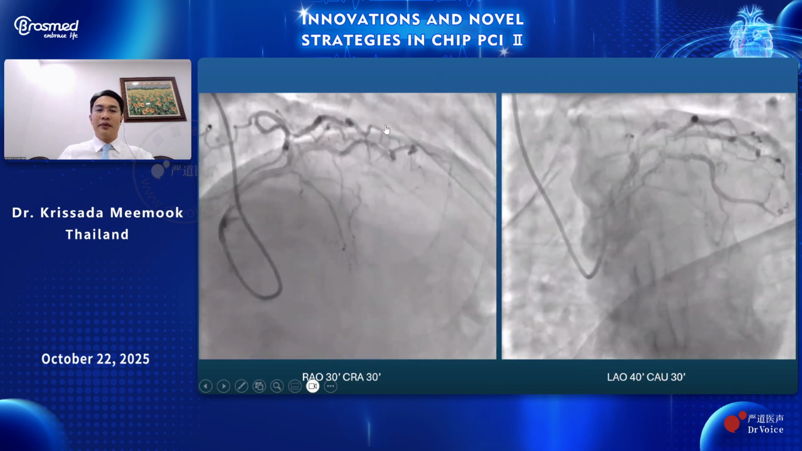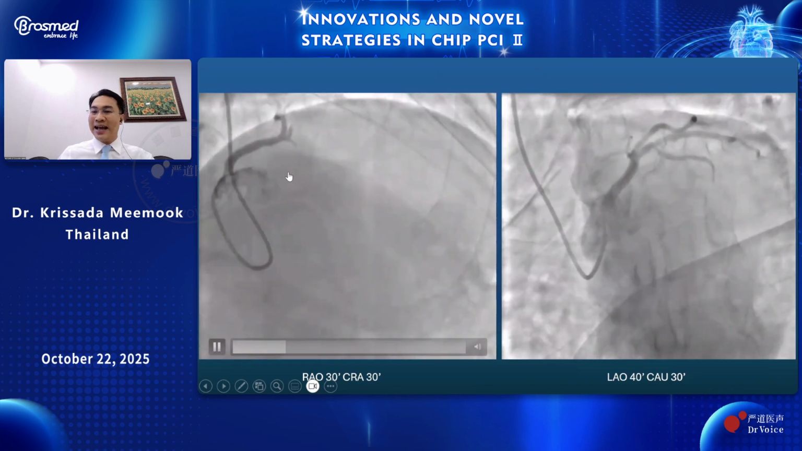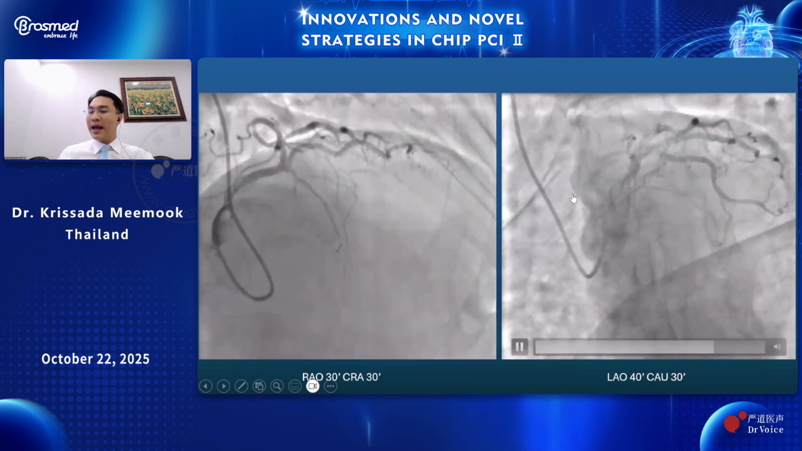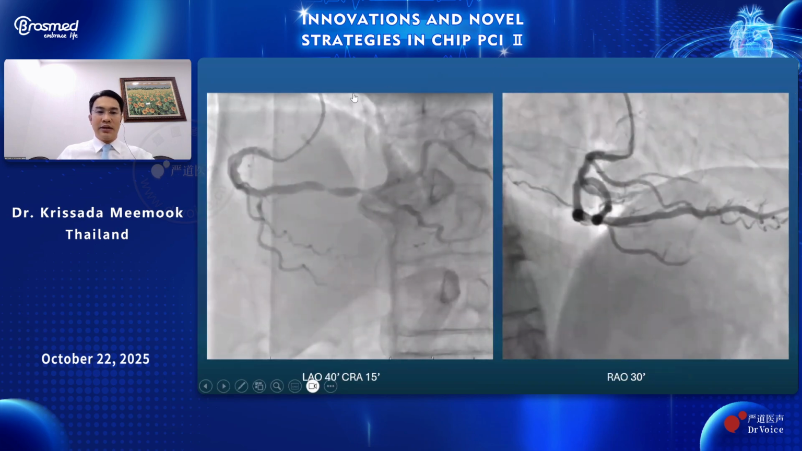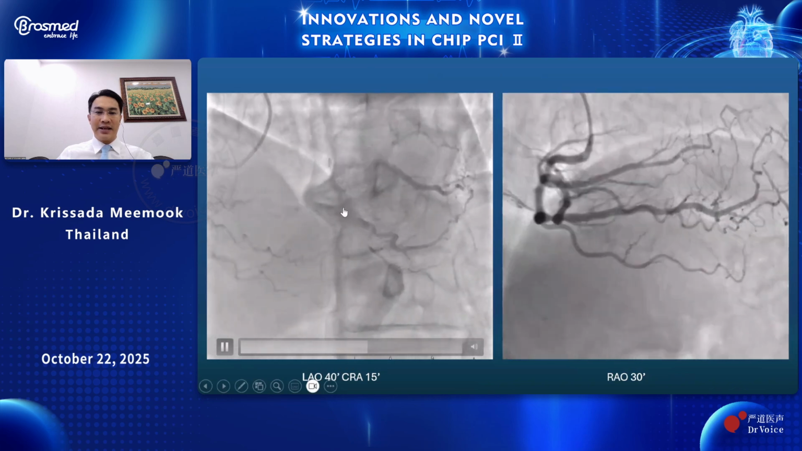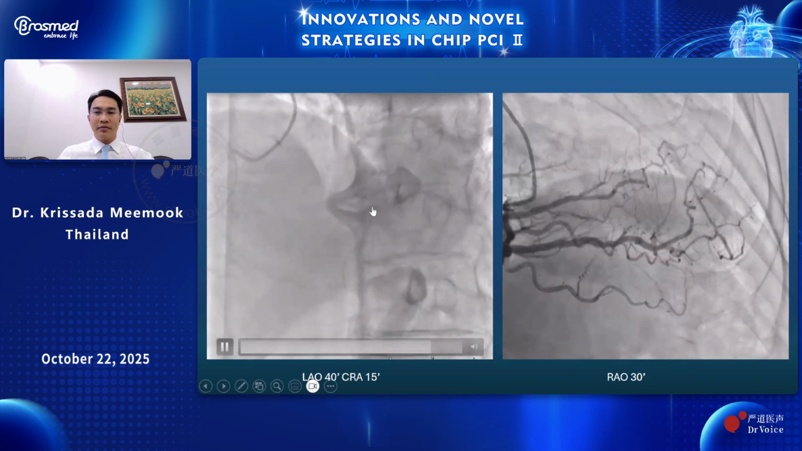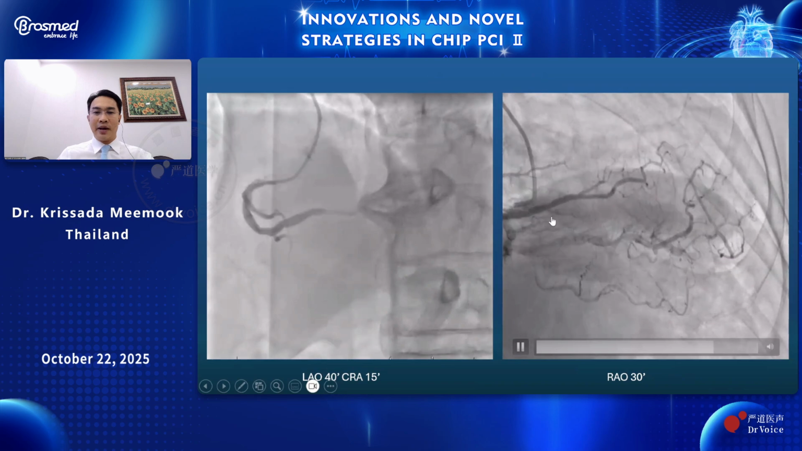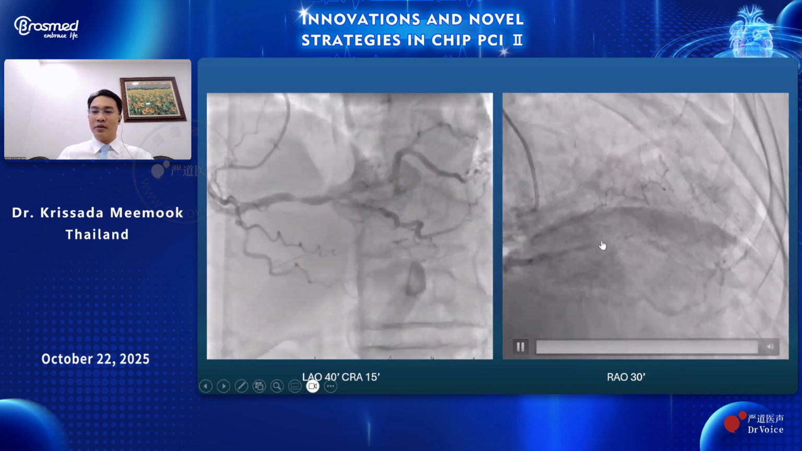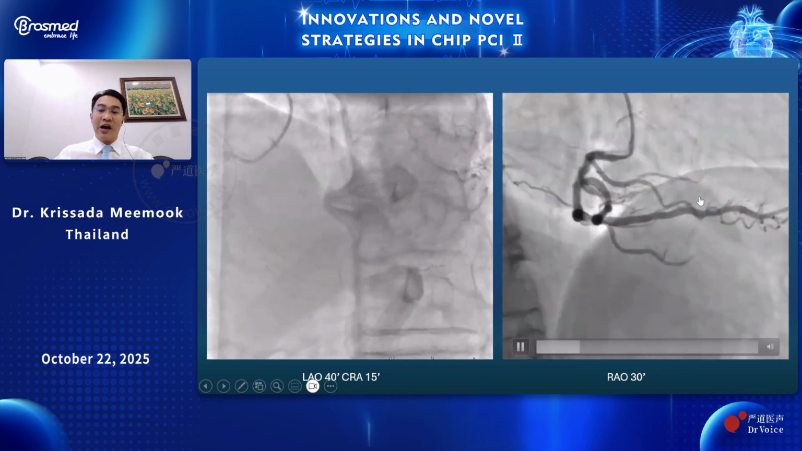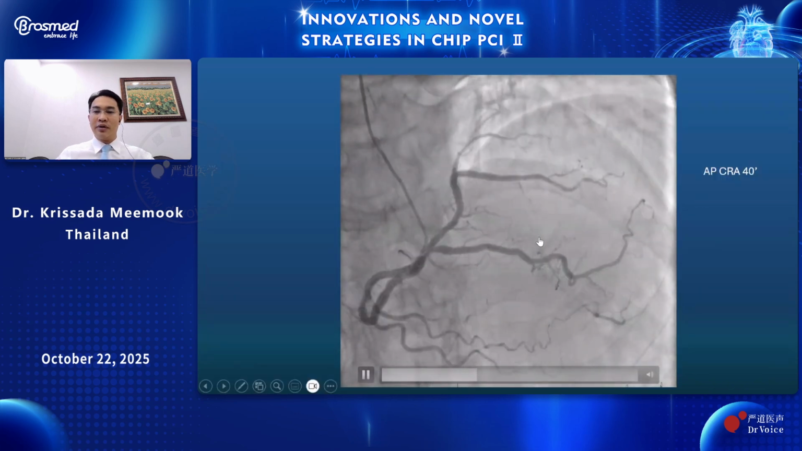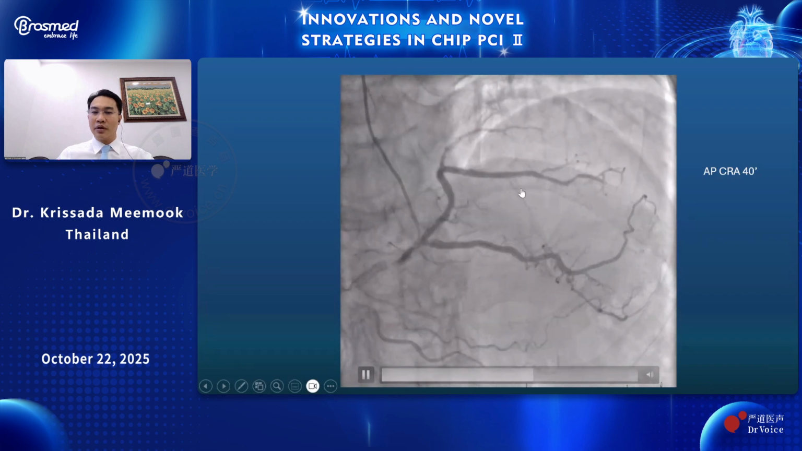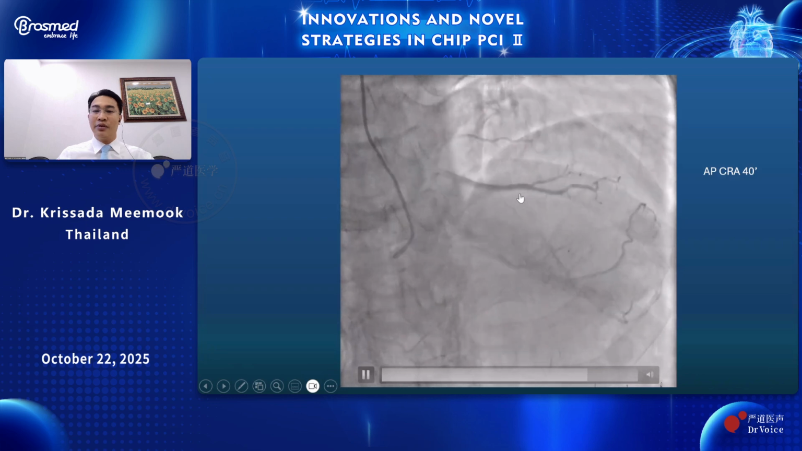This is another view. We cannot see the stump clearly. In many angles, we cannot see the stump. This is the RCA. The RCA has disease at the distal bifurcation, and also the RCA gave good collaterals to the mid to distal LAD. This is another view, you can appreciate the very good collaterals from the RCA to the LAD.